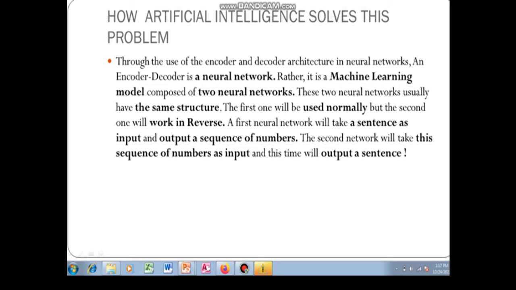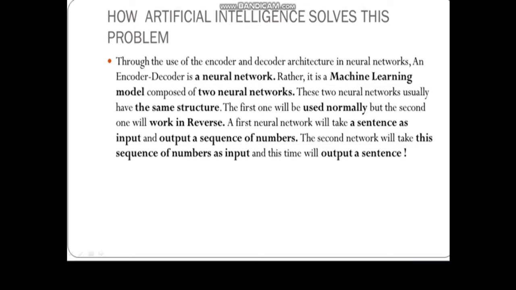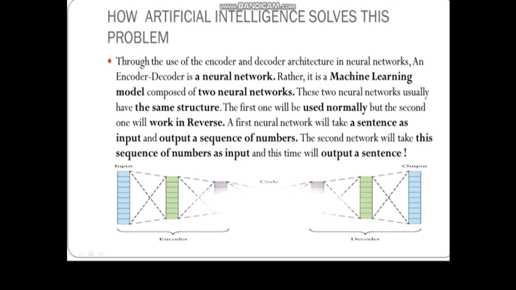two same architectures. The first one will be used normally, but the second one will work in reverse. So the first one gets in the data and encodes it, and then the second one will get that data and decode it. So now the English data is being encoded, and after that the English data will be decoded into Luganda. So now we have an image down there to show what will be happening in the network.